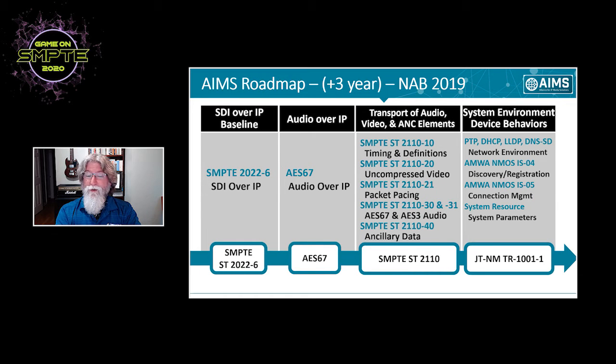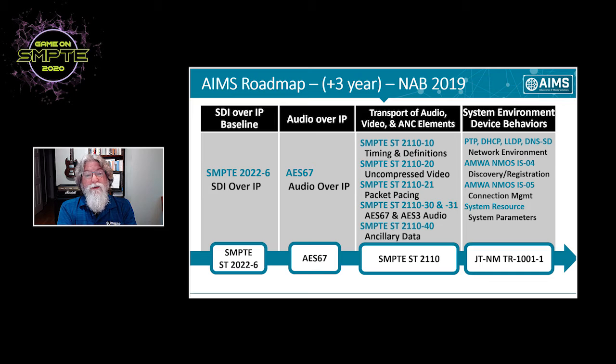In 2019, at sort of the three-year mark from the foundation of AIMS, we added in the JT-NM TR-1001. Now, this was a really important document because it describes not just how do you find devices, how do you switch a stream, but a bunch of other system environment behaviors. If I build a device, how does it know what it's going to find in the network? How does it get its addresses? How does it find the registry server? So this JT-NM TR-1001 is really a joint effort on the part of a lot of people to put together a framework. What does a system look like? How does a system work? How do devices fit within the context of a system?